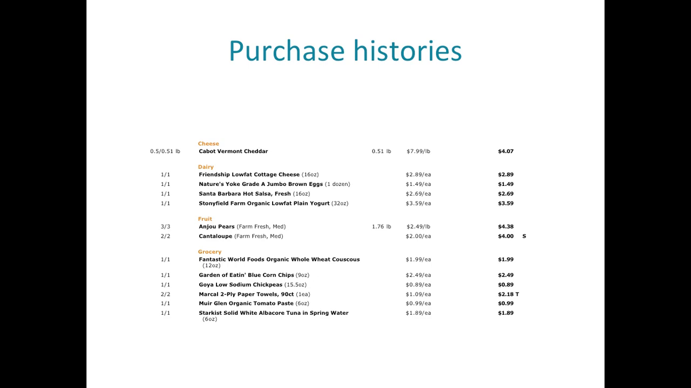Think of purchase histories. If you have ever bought online, you can check your previous purchases and the types of purchases that you've made. For example, the example that you see here is distributed by grocery, fruits, dairy, or cheese. So you can see how much money you've spent on different types of products.